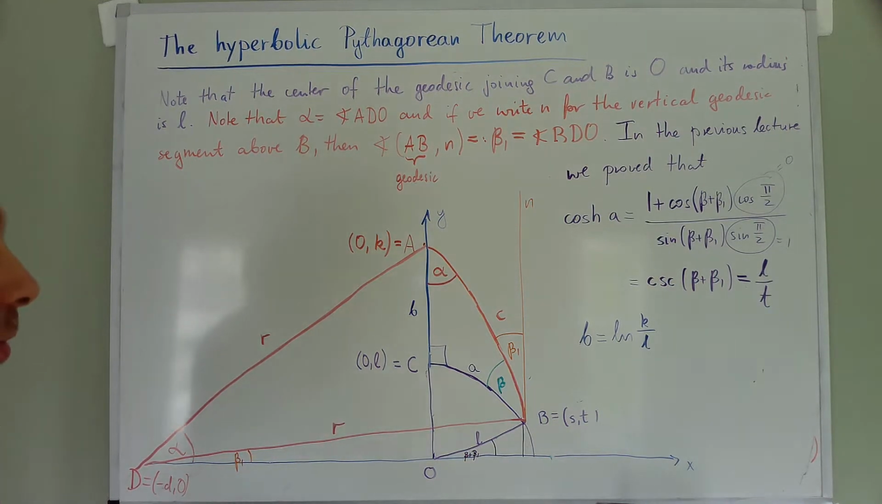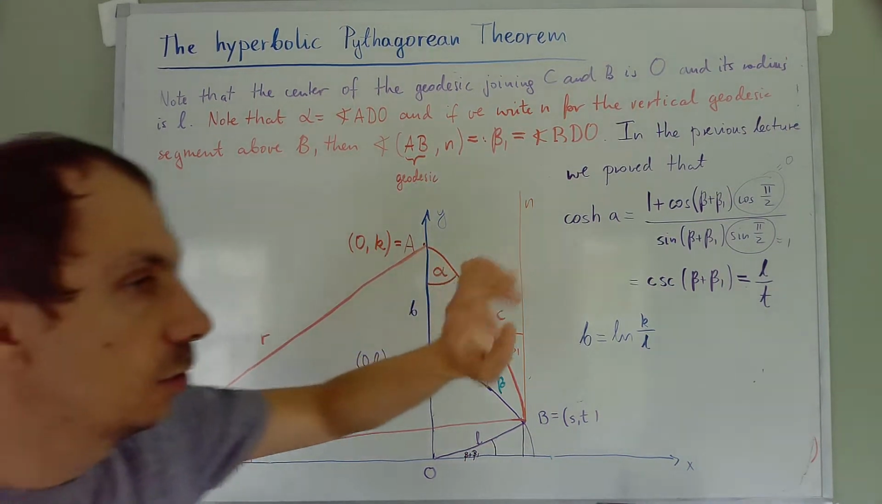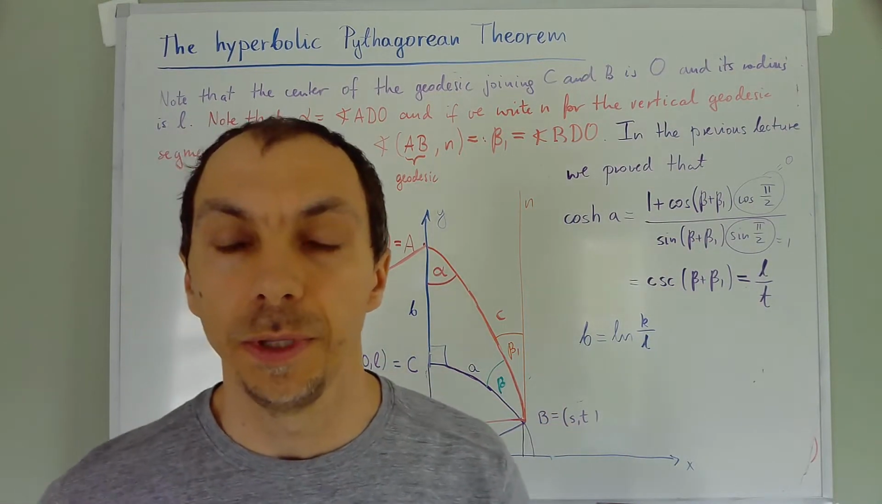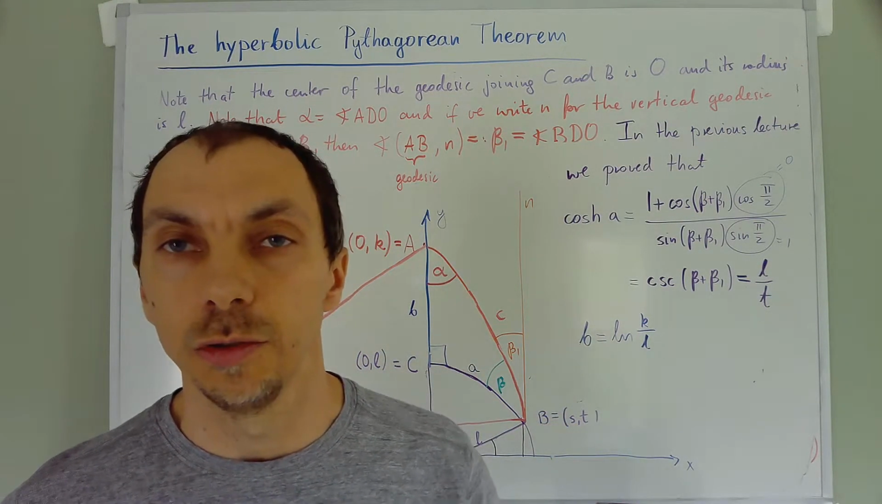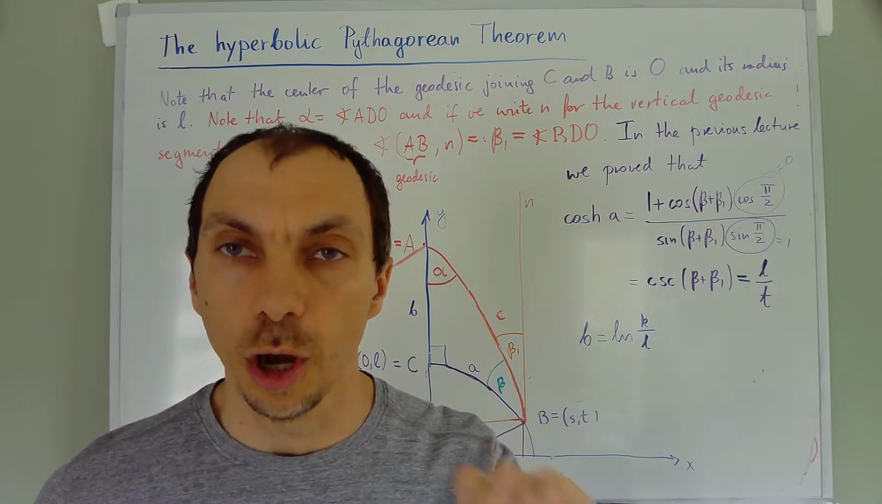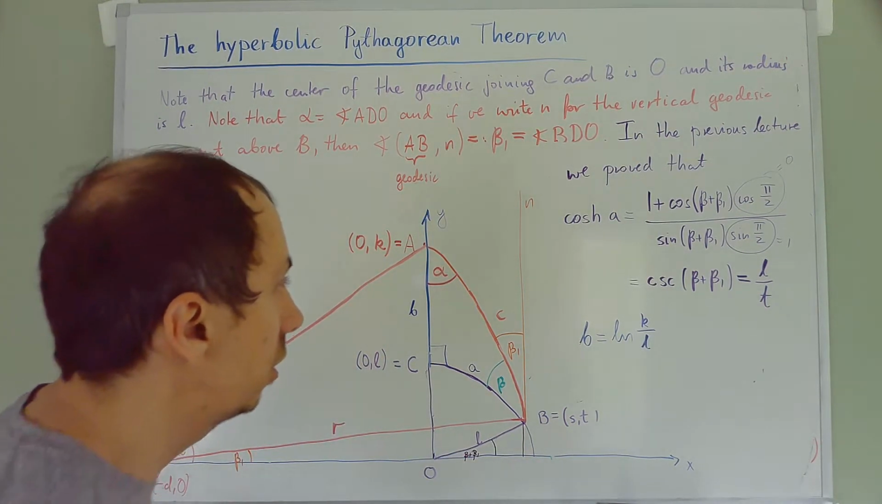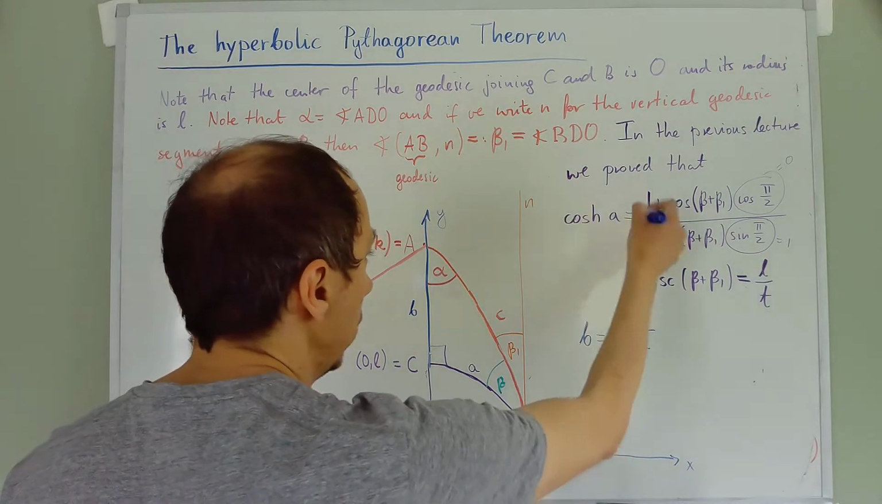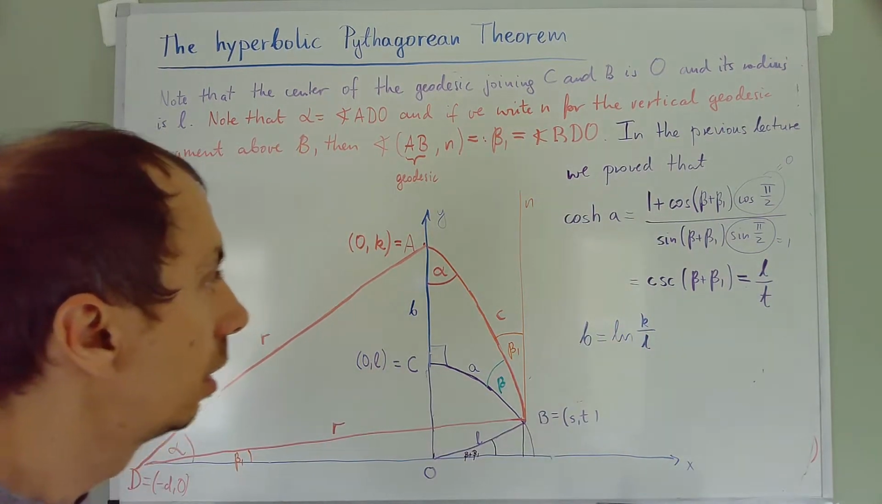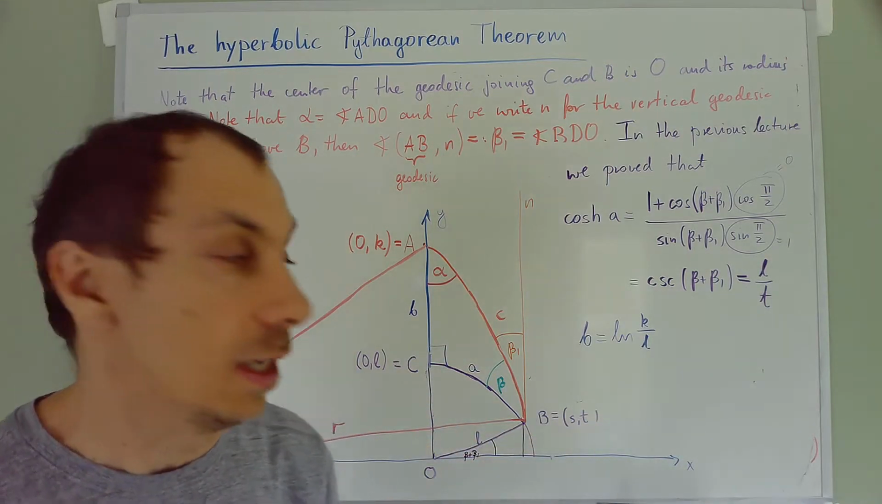Remember, what we're trying to do is show the Pythagorean theorem, which tells you that cosh of C is equal to cosh of A times cosh of B. So I'm trying to compute all these hyperbolic cosines. I already have this one. Now I want to know cosh of B and then still cosh of C.